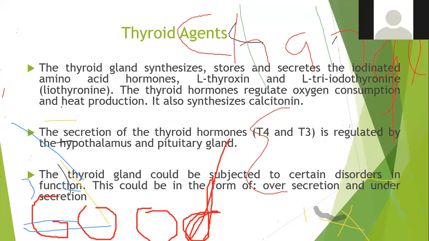The thyroid hormones regulate oxygen consumption and heat production. The thyroid gland also synthesizes calcitonin. The secretion of the thyroid hormones, T4 and T3, is regulated by the hypothalamus and the pituitary gland. The thyroid gland could be subjected to disorders in function, either oversecretion or undersecretion, and that will take us to hypothyroidism and hyperthyroidism. Undersecretion is known as hypothyroidism, and oversecretion is known as hyperthyroidism.